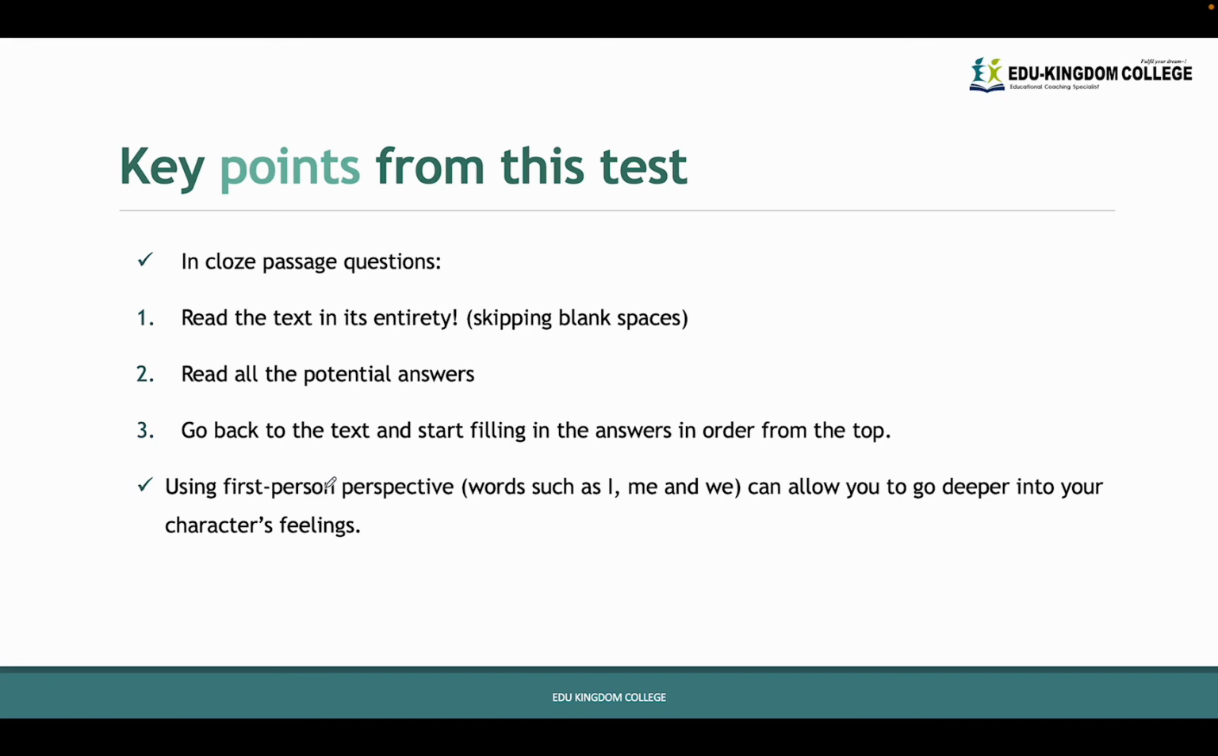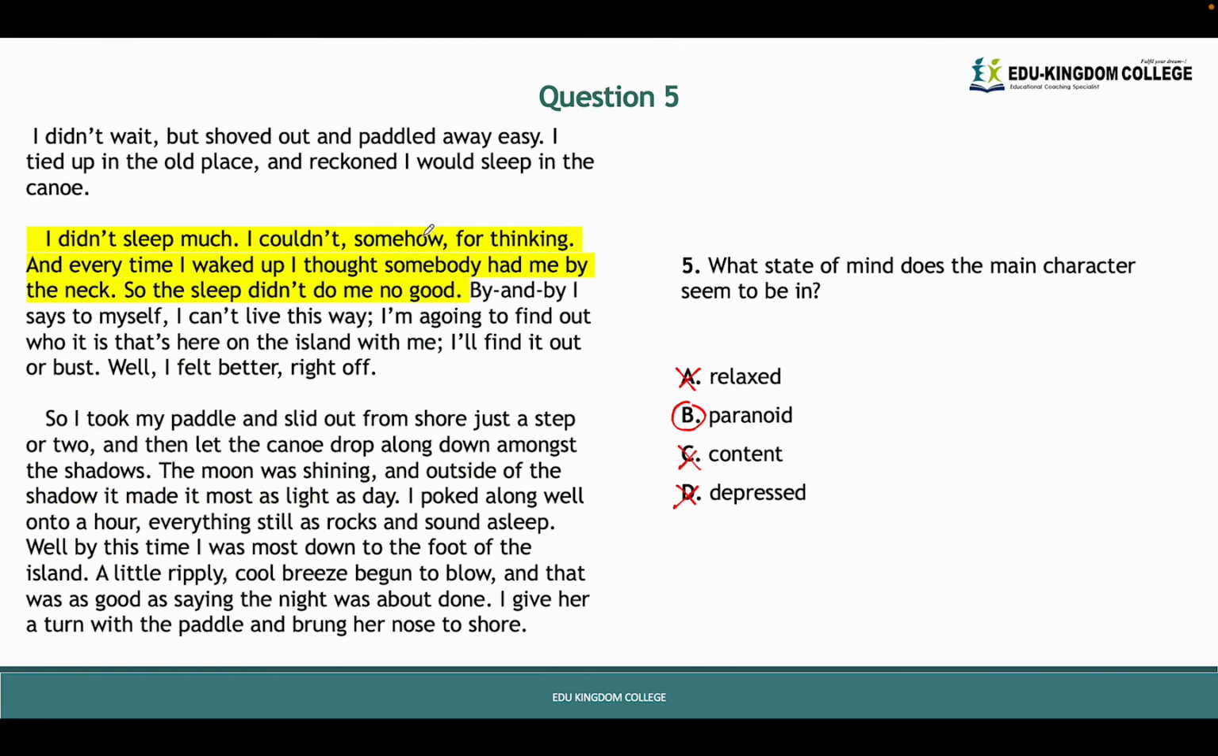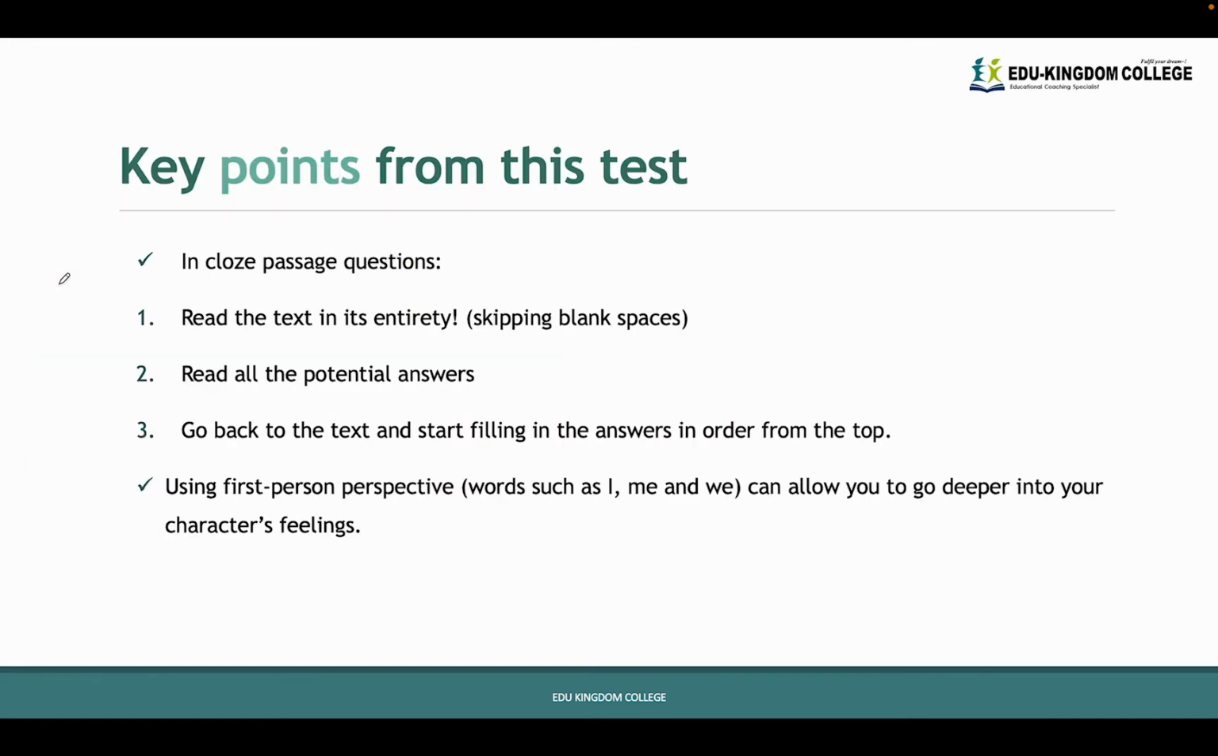Now, another key point to take away is that using first-person perspective, which is using words such as I, me, or we, can allow you to go deeper into your character's feelings. Okay, now where we saw this was in the Huckleberry Finn text, which was this one. For example, the narrator says, I didn't sleep much, I couldn't somehow for thinking. This whole text is in first person because he uses the word I to describe himself, which helps the writer go very detailed into the character's emotions. Okay, so that's one thing that you might be able to do in your own texts. And now I finish with this text.